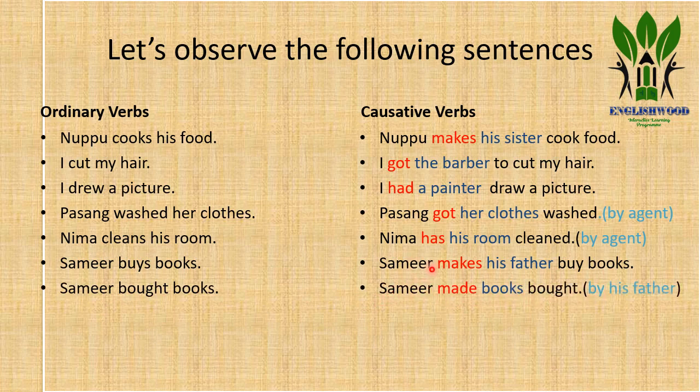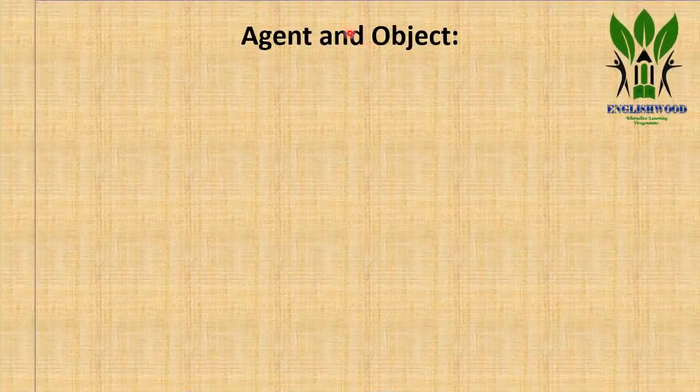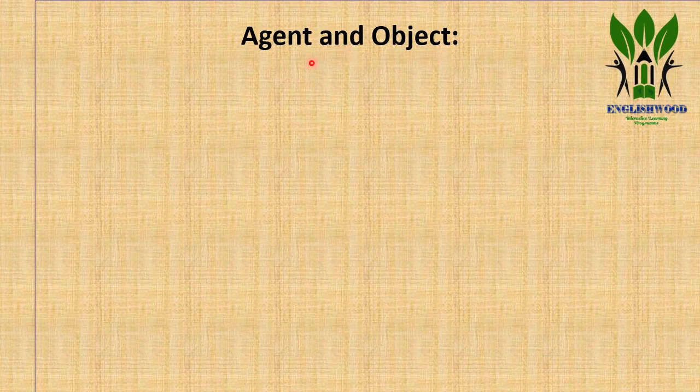Look at the differences between the two sentences here. Samir makes his father, okay? So this causative verb makes his father do something, buy books. But here, something happens. Something is made to happen because of the causative verb. So this is by an agent. Now you have to understand agent and object in this particular structure.